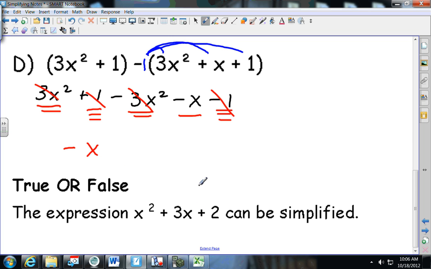Now it says true or false, the expression x squared plus 3x plus 2 can be simplified. It is false. You can't put anything together. The x squareds have to stay separate, so do the x's and the units. On the sheet you have, turn it over to the other side.